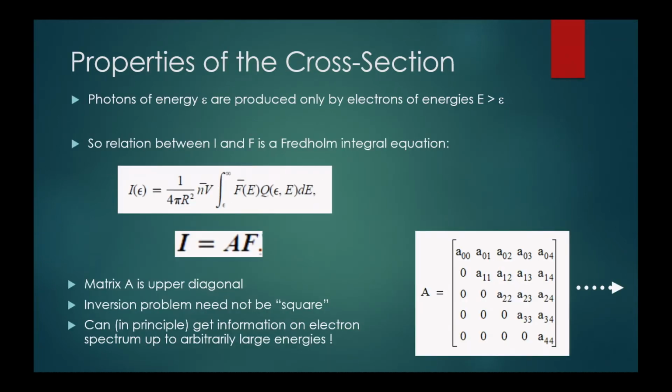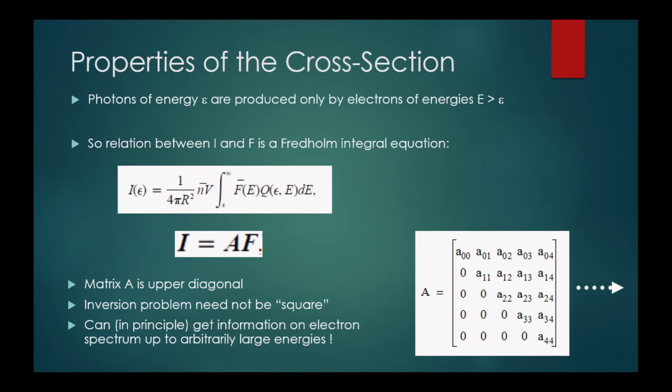If you discretize this integral equation, you can get a data vector of X-ray points at different photon energies. You've got a flux vector of the electron flux at different electron energies. And relating the two is a matrix A that reflects the cross-section and how it varies with both photon and electron energy.